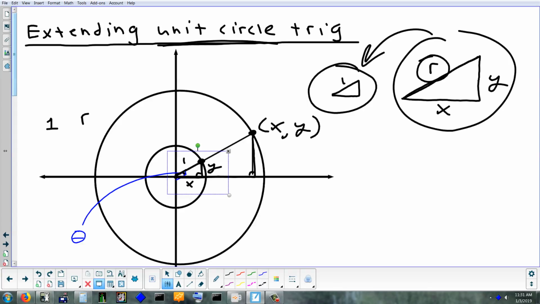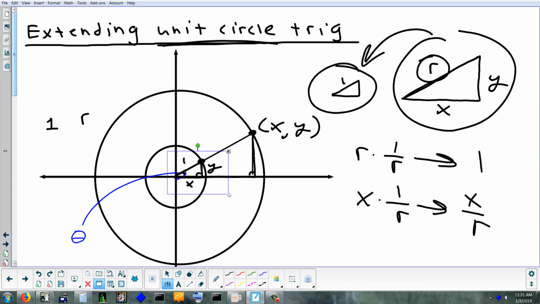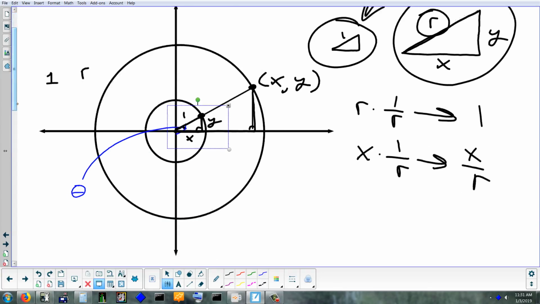Yep. Also scaled by 1 over r. Right, basically dividing every side by r. So r, we scale it by 1 over r, that side turns into 1. When we take x and scale it by 1 over r, that turns into x over r. And we take y, and we scale that side by 1 over r, and it turns into y over r.